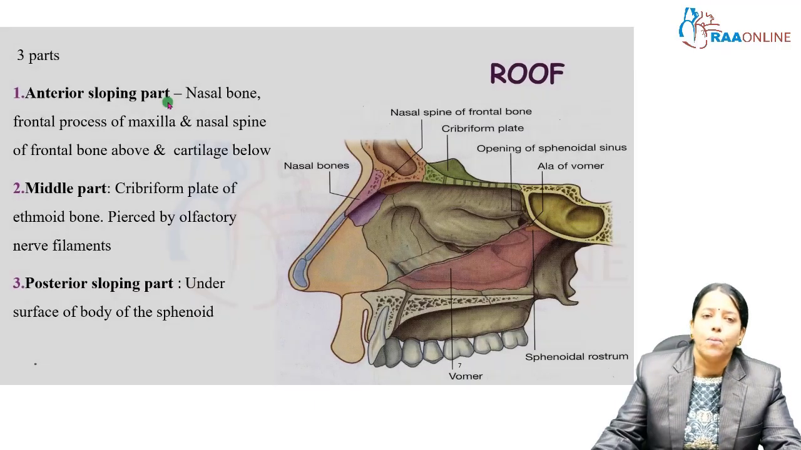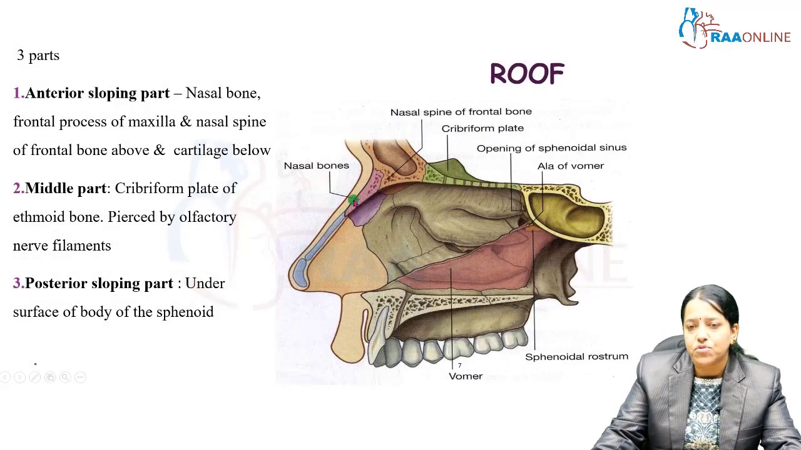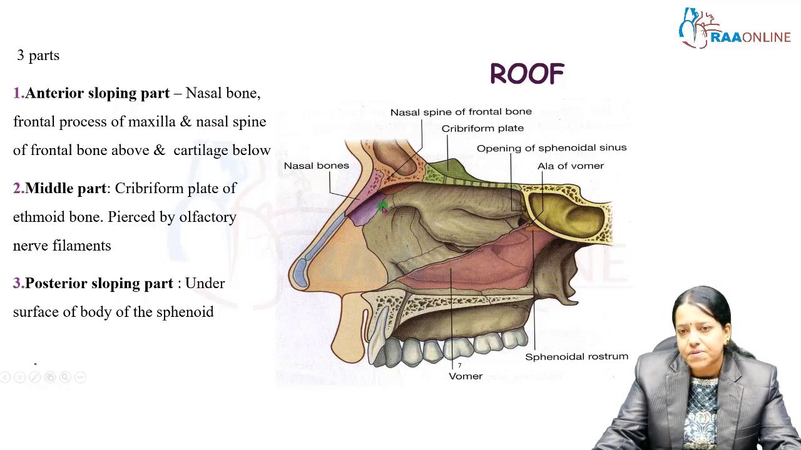The first is the anterior sloping part, where you have the nasal bone. You can see over here the nasal bone, this pink colored structure. The frontal process of the maxilla also comes over here, and the nasal spine of the frontal bone is there too. Now, coming to the middle part of the roof, this is the frontal bone, and the frontal sinus is present here.